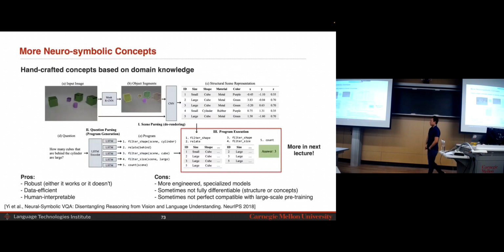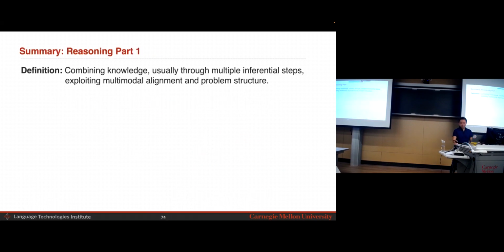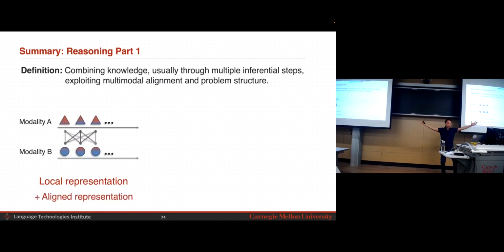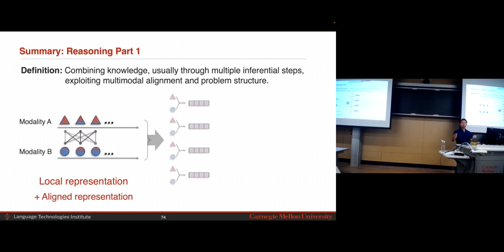So to summarize, some of these cons are just by design, by your philosophy. Some of these cons can be solved. We're going to look at more discrete cases, discrete optimization next Tuesday. But to summarize, look at reasoning. Reasoning is all about combining knowledge. You have all these local representations, aligned representations, so much knowledge you've gained about multimodal data. How do I best combine it in the right way to solve a problem?